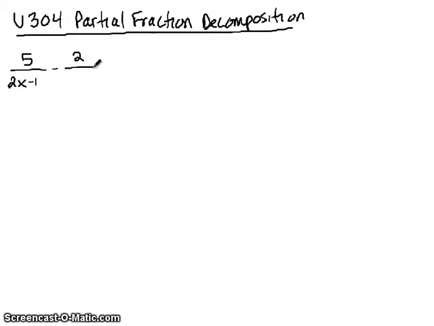5 over 2x minus 1 minus 2 over x minus 3. And I want to take these two things and combine them into a single term, one fraction. So we need our common denominators and all of that fun stuff. Our common denominator is going to be 2x minus 1 times x minus 3.